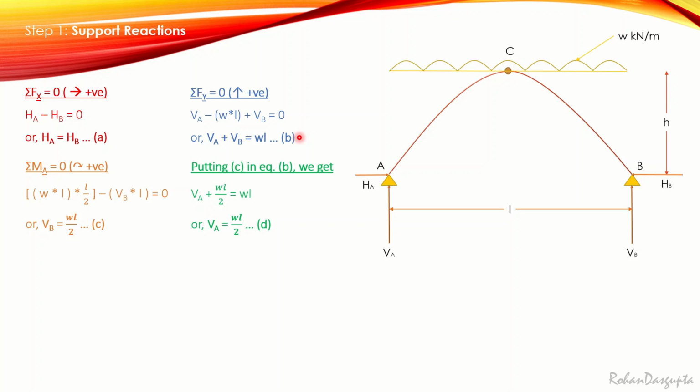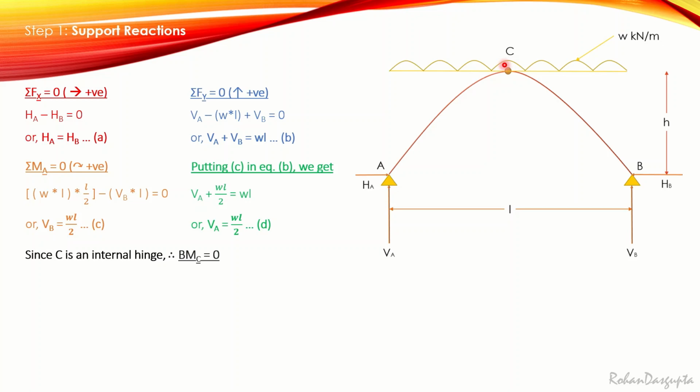Now if you see, we are yet to find out the value of HA and HB. For that, I'll be considering the fact that this C is an internal hinge, and therefore bending moment about C is equal to 0. Now what is bending moment? The bending moment at any section is the algebraic sum of the moments of all the forces either to the left or to the right of the section considered.